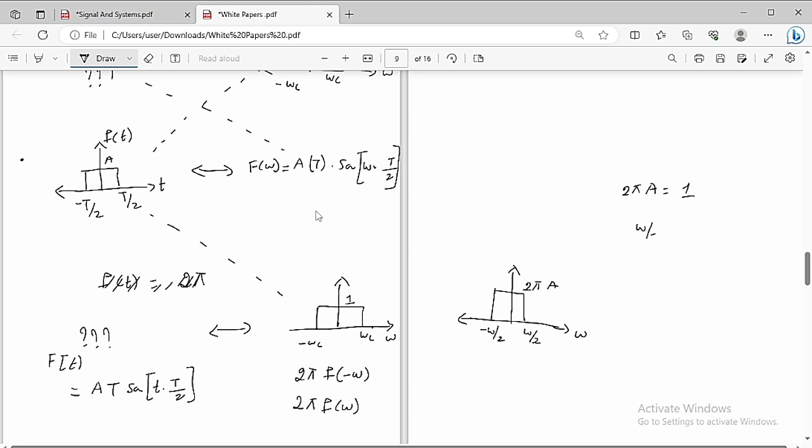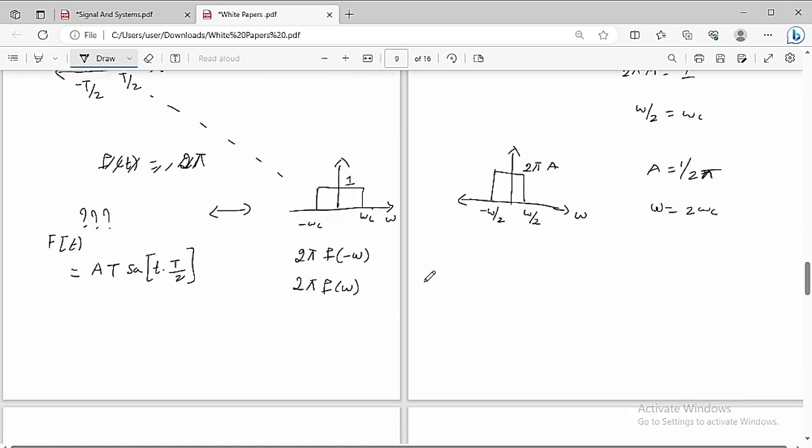And omega by 2 is nothing but omega c, this we have studied. So from that, what you can say: a is equal to 1 by 2 pi, and omega is equal to 2 omega c. That's it. Therefore, a is nothing but 1 by 2 pi. A is nothing but 1 by 2 pi, right? So 1 by 2 pi.